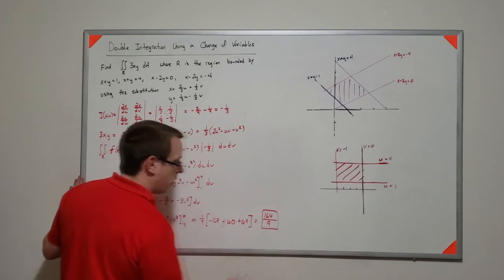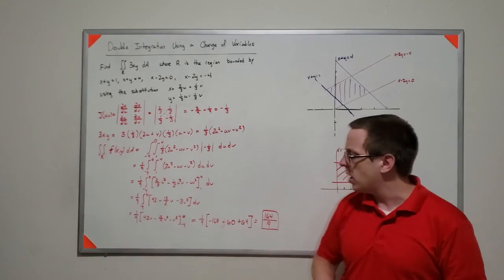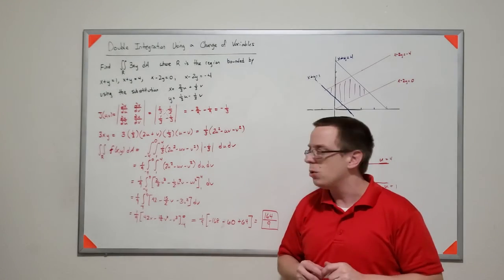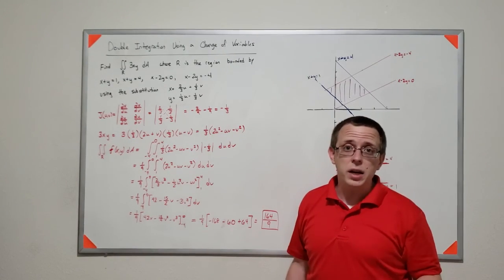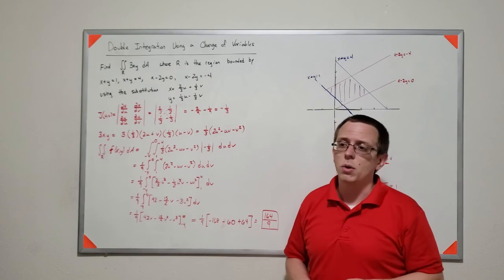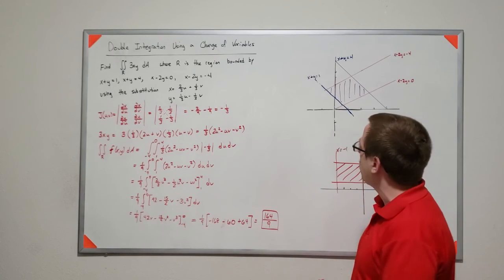Now, when I did this problem before in my notes, I got 162 over 9. I'm not sure why I got 162 over 9. It's possible I made a mistake here, but I don't think I did. But, you know, mistakes happen. So just be aware that that's the case. But ultimately, this is your methodology.